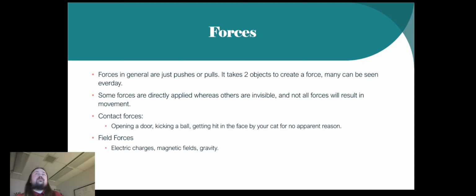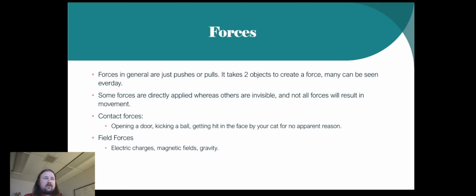It is good to note that it does take two objects to create a force. You need something to push or pull against. Many of these things are seen every day. You push open a door to get through a building. Even lifting up a coffee mug, you're applying a force to it in order to cause that motion. Every push or pull can be classified as a force.